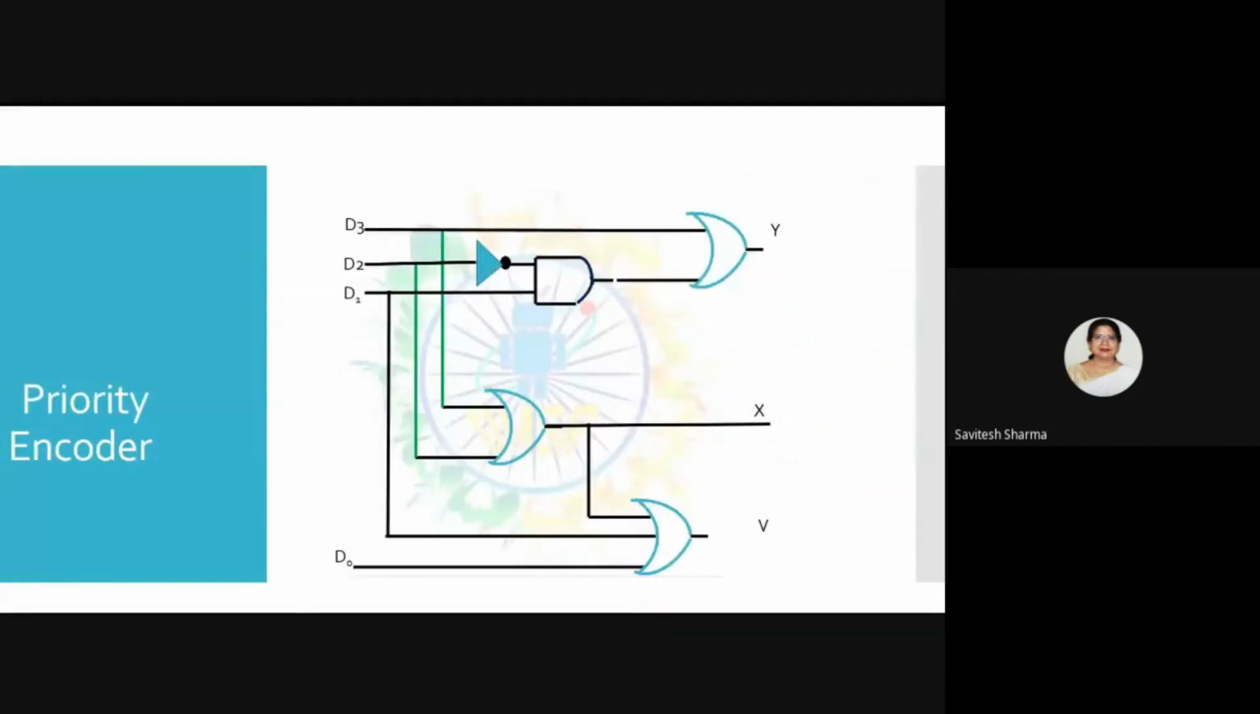You see, what was my V? V was D0, D1, D2, D3. Is this the expression?